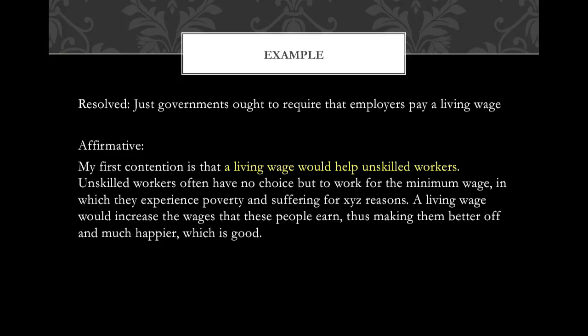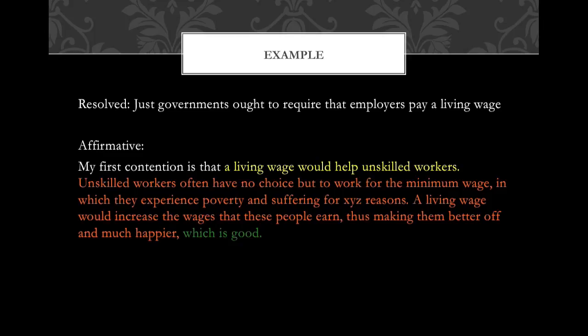The claim is pretty straightforward: that a living wage would help unskilled workers. The warrant is that unskilled workers often have no choice but to work the minimum wage, which causes suffering, and the living wage increases these wages and makes them better off and happier. And the impact here is that it's a good thing to make people better off and happier.